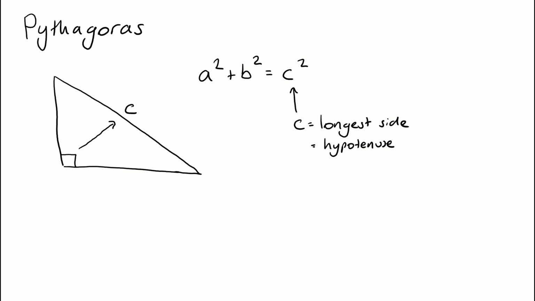And then sides A and B, they're our shorter sides. And we can decide which one we want to be A and B. It doesn't really matter. So I'll make this one over here A and this one down here B. But again, you could have those two the other way around. That wouldn't be a problem.